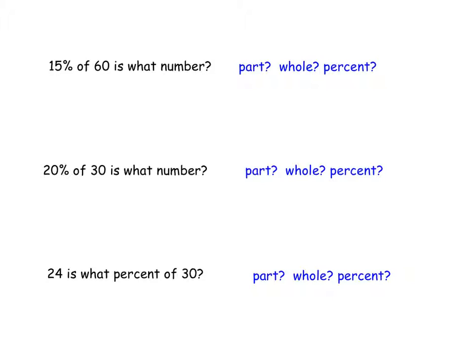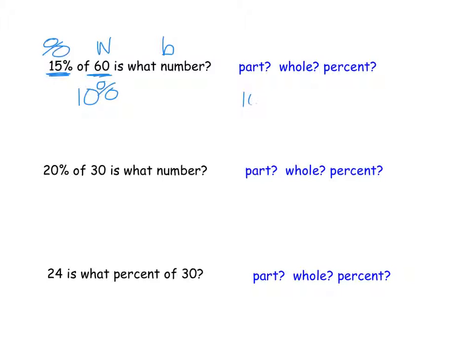So let's do some more that just have numbers and not an application. So here, 15% of 60 is what number? So we're taking a part of the 60. So this is my whole. I'm looking for my part, and this is my percent. So if I were going to go to 10%, 10% of 60, so I would have to divide that 60 by 10.